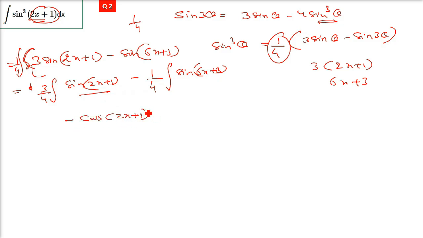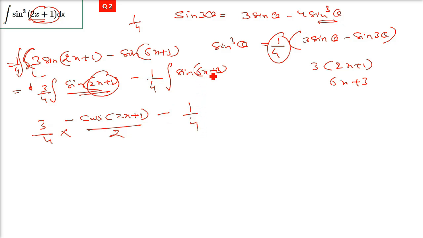Sine theta integration is negative cos theta. And then differentiation of 2x plus 1. Whatever is the result has to be put in the denominator. So this is 2 in the denominator, 3 by 4 was already there.